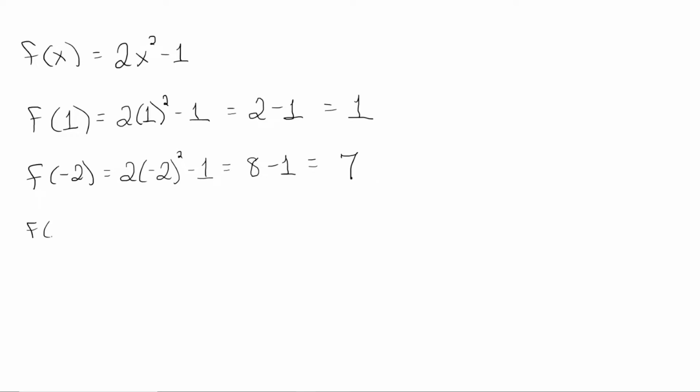Next, let's look at something like f of the square root of 3. In this case, we change the x, or the input, to square root of 3. 2 times the square root of 3 times the square root of 3 is 6. And when we subtract 1, we get 5. So for this one, I used square root of 3 as an input and got 5 as an output.